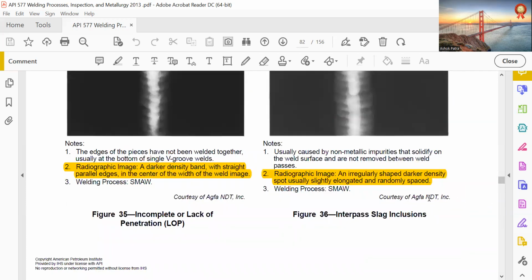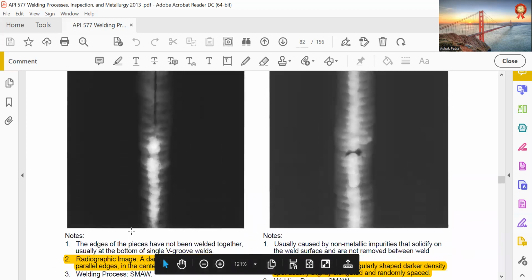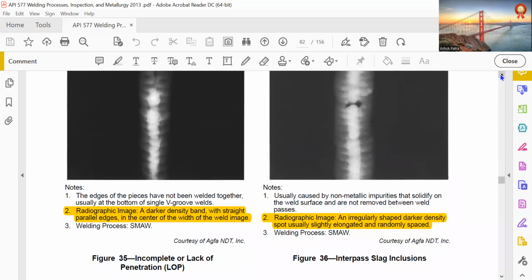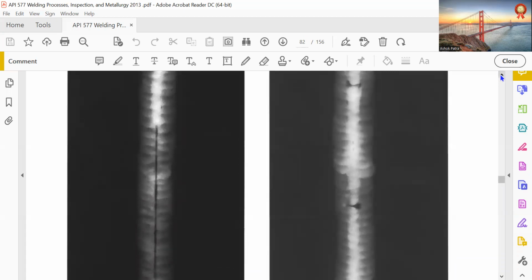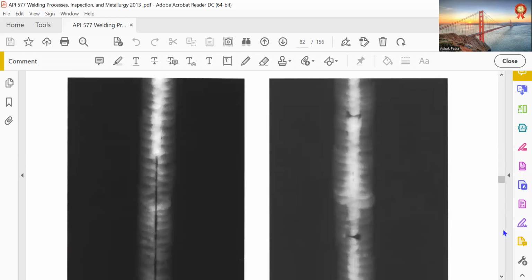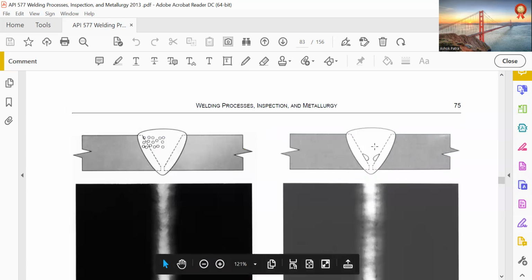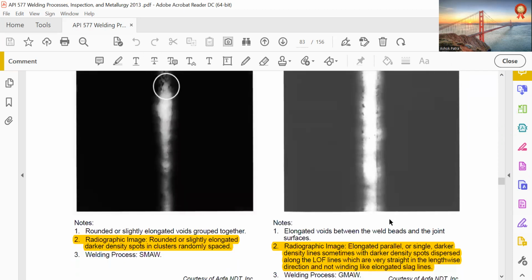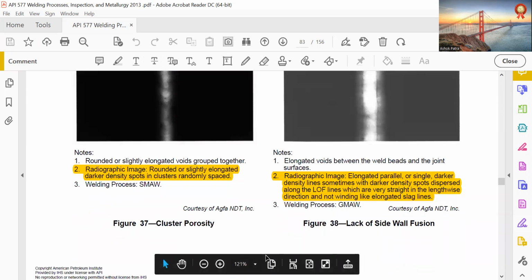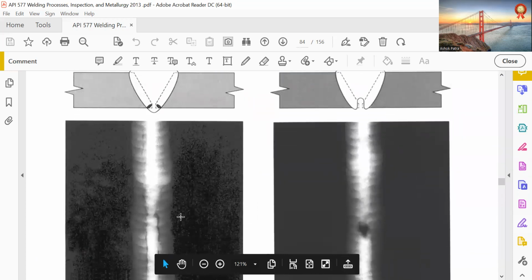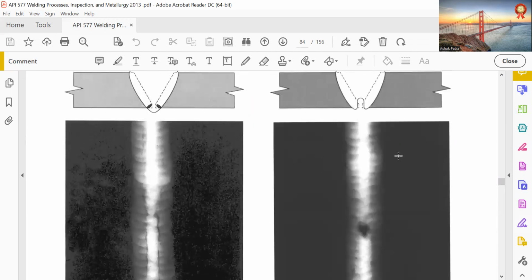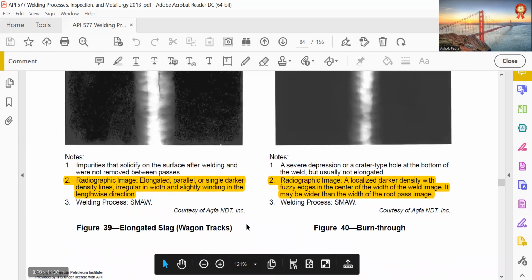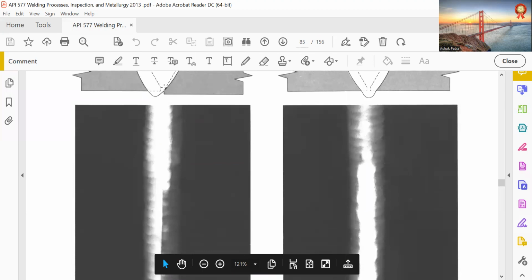So this is a radiographic image. Incomplete, lack of LOP, lack of penetration, and this is interpass slag inclusion. Porosity. Lack of sidewall fusion, cluster porosity. This is slag, root slag, and this is burn through. Elongated slag and burn through. And then this is LF due to high-low.